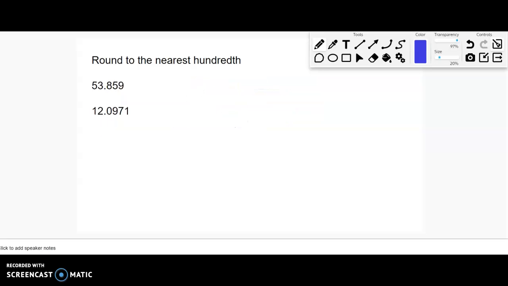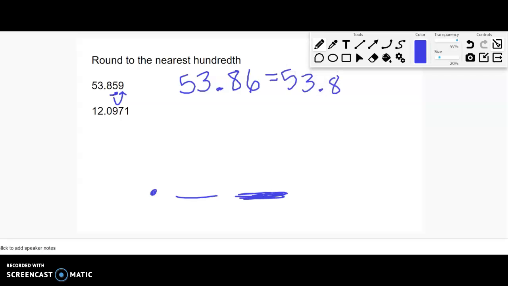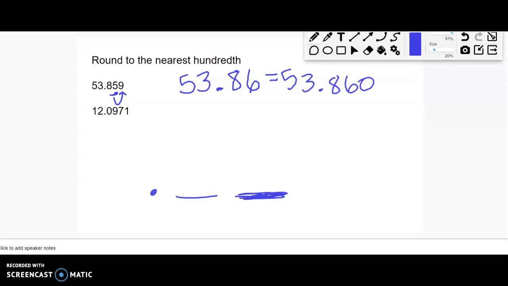Now, if I'm rounding to the nearest hundredth, remember my decimal, tenths, hundredths is that second place. So hundredths is my 5. I look next door at my 9. What does my 9 tell me? To round up. So I round the 5 up to a 6. Everything in front stays the same. I can either end it there, or I could write a 0. Both are equivalent, so they're both correct.